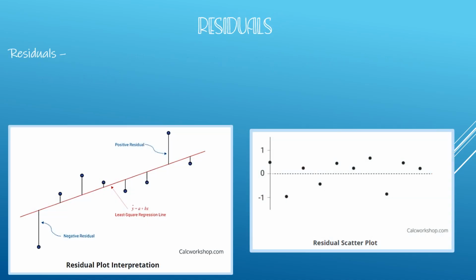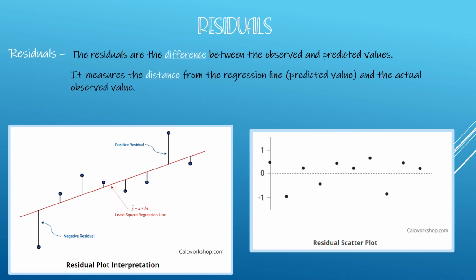But what are residuals? The residuals are the difference between the observed and predicted values. It measures the vertical distance from the regression line, which would be the predicted value, and the actual observed values. So on the graph at the left, all those points are the actual data.